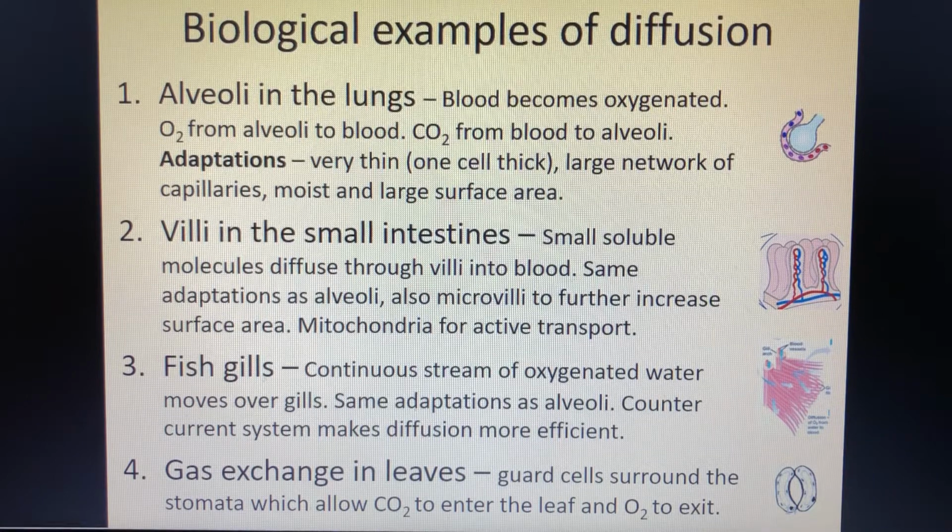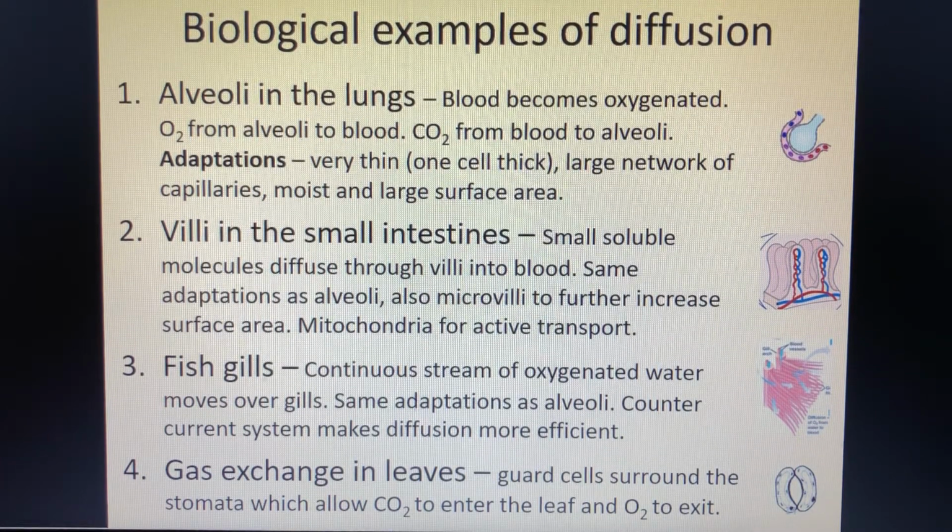Large network of capillaries, so lots of places for all of the oxygen to get into the blood and for the blood to move it away. And there needs to be moisture there because the gases do not move across as gases. They dissolve in a liquid and then move across. And a large surface area, so that there's lots of diffusion happening at once, lots of places for those gases to move back and forth.